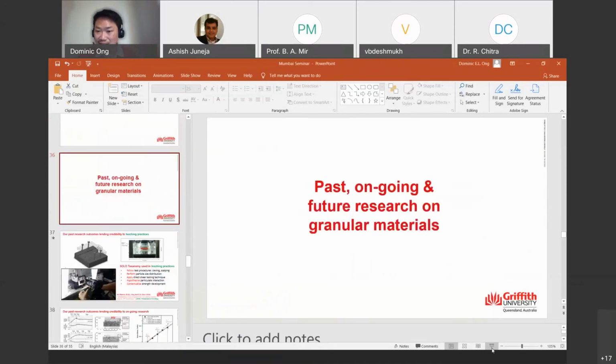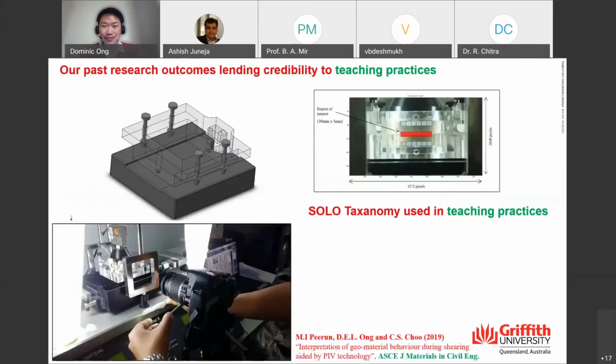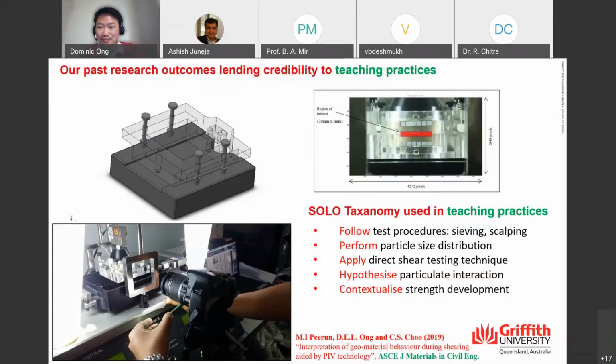Now this is the part where I'm going to share our research journey with you, ongoing and future research. Since then, we have also developed the transparent shear box. We use this in teaching as well as for research. We developed some teaching practices, and you can see our paper that was just published last year in the ASCE Journal of Materials in Civil Engineering, where we describe the interpretation of geomaterial behavior using PIV technology.